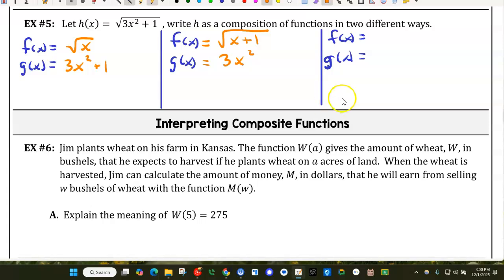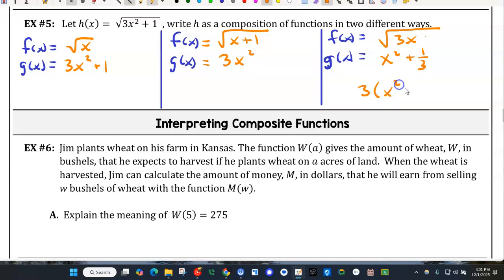f of x is the square root of x squared plus 1/3, and g of x is 3x. All right, so if I plug that into there, you get 3x squared and you get plus 1 with a square root. Very good.